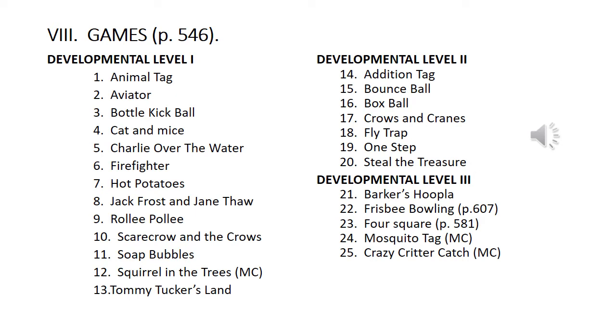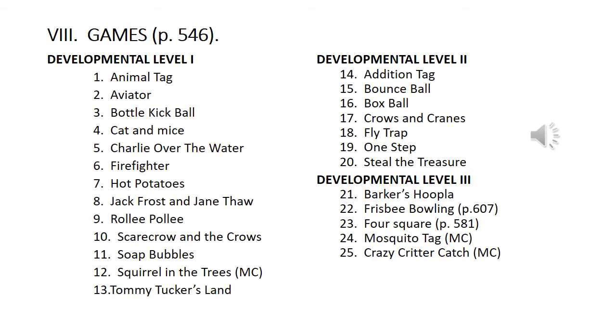So on page 546 is animal tag. Notice they have a formation picture there. You are to include that formation picture in your typed activities that you're going to give to me. So you can figure out to draw it physically by hand, electronically, or you can take a picture of it and insert it into your document. I don't care how you do it, but that picture of the formation has to be in your typed activity.